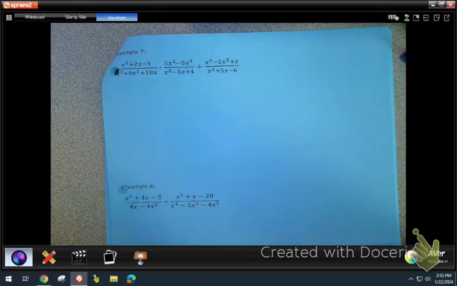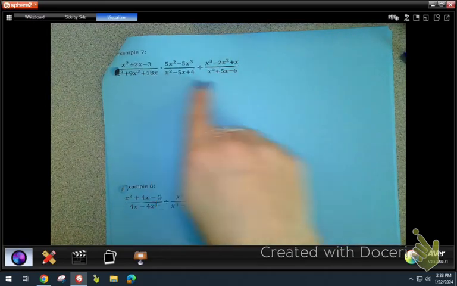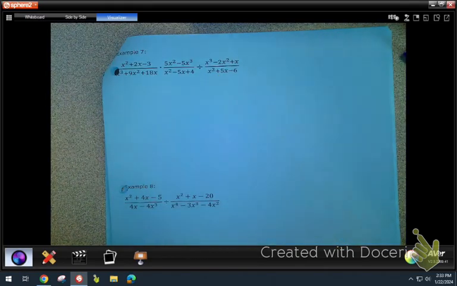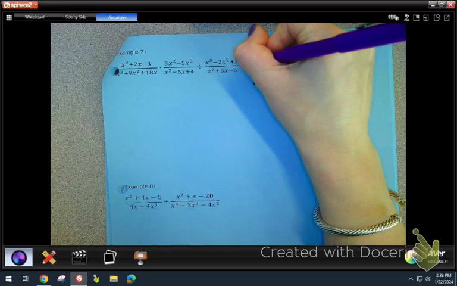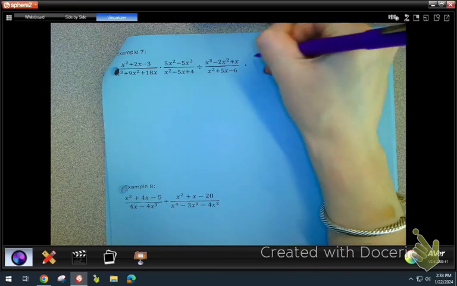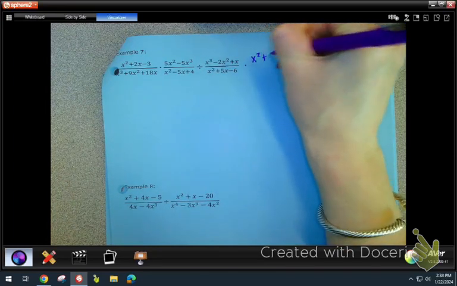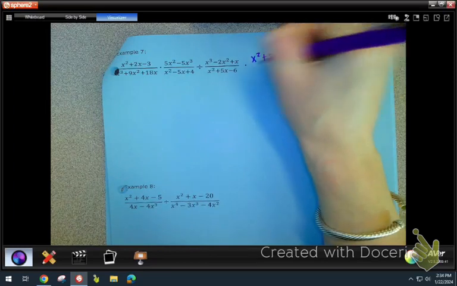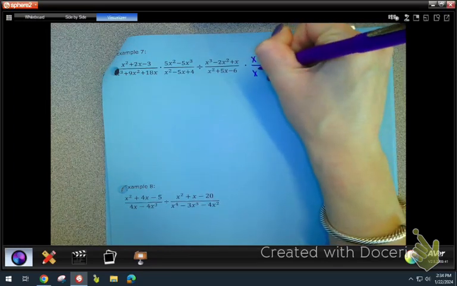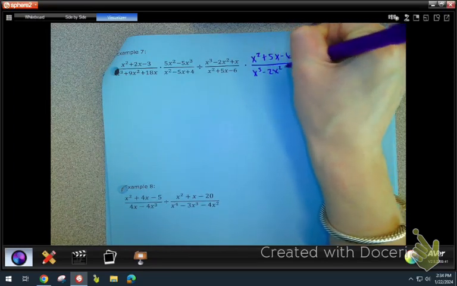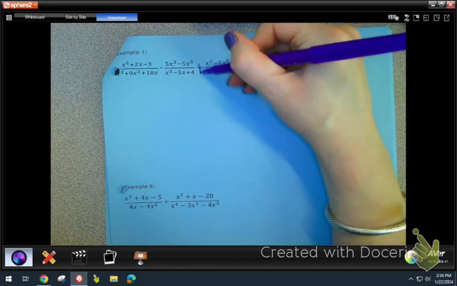I think there's ones like this on the homework, so we need to make sure we go over this. Okay, there's 3 rational functions. The first two are being multiplied, the last one's being divided. The first thing I'm going to do, I'm going to just flip the last one, and then I'm going to mark it out. X squared plus 5x minus 6. X to the third minus 2x squared plus x. And then scribble it out.